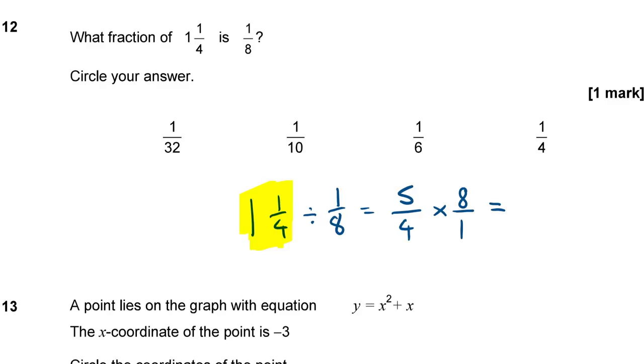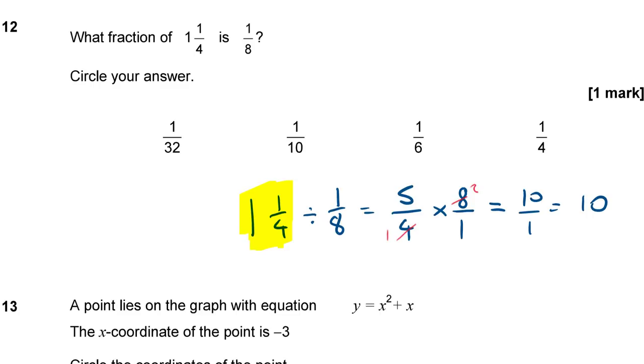So you can either do top times top, bottom times bottom, or easier sometimes is to do the division first. 4 goes into 8 twice, so I can cancel that 4 into the 8. That gives me 5 times 2 is 10, 1 times 1 is 1, 10 over 1, which is 10. It goes in 10 times. So that's how you do it with fraction division.